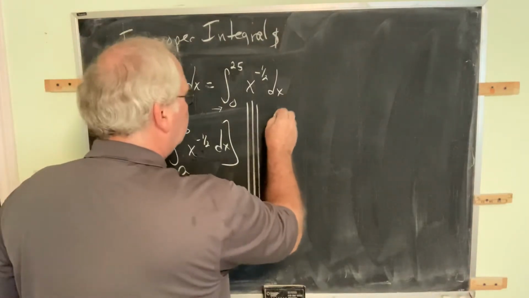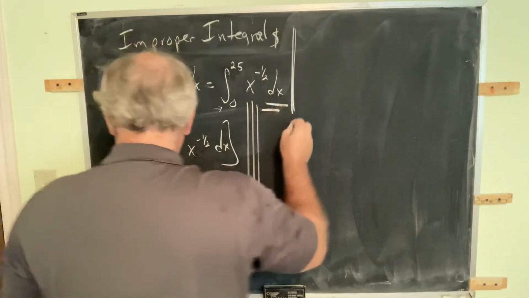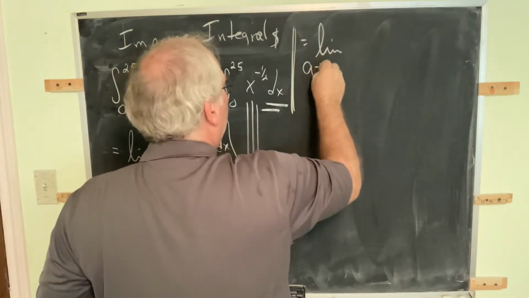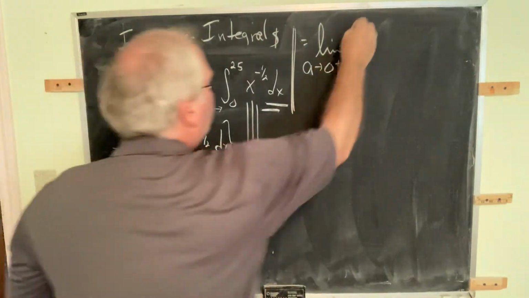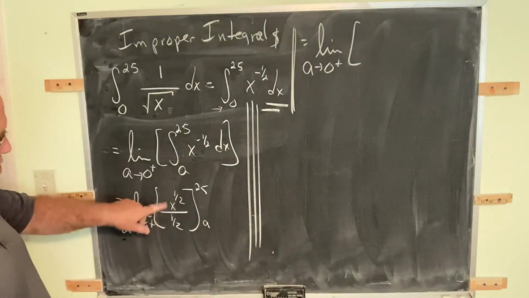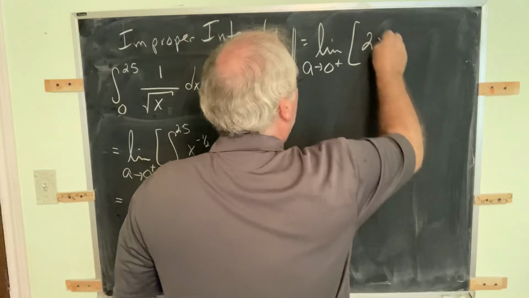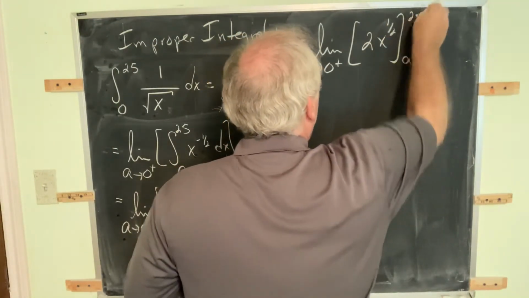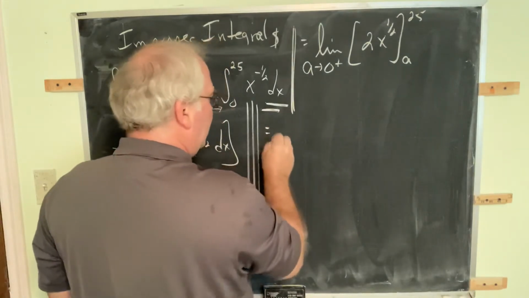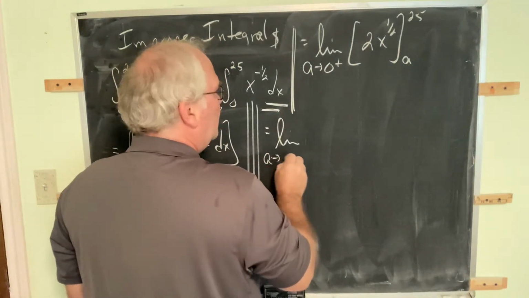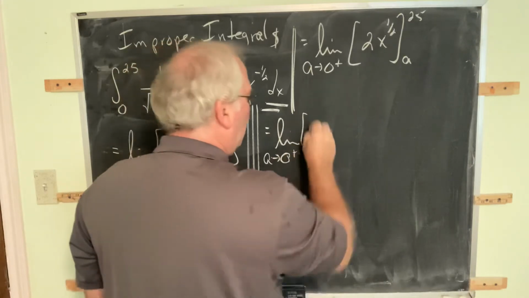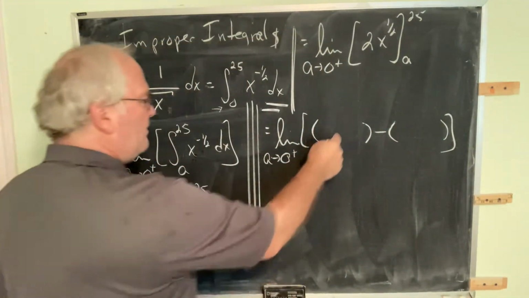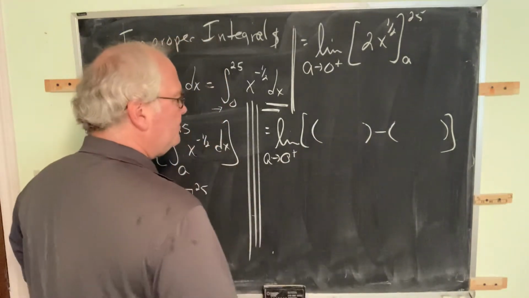So this is equal to the limit as a approaches 0 from the right. And what do we have? This is 2 x to the 1/2. This is evaluated from a to 25. And as always, I'm going to bring this down here. This is the limit, a goes to 0 from the right. As always, it's expression minus expression. Evaluate at the top minus evaluate at the bottom.